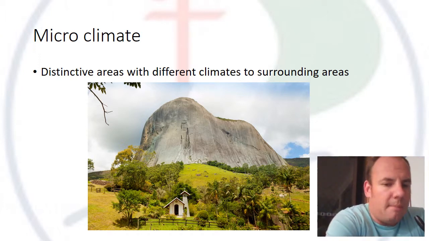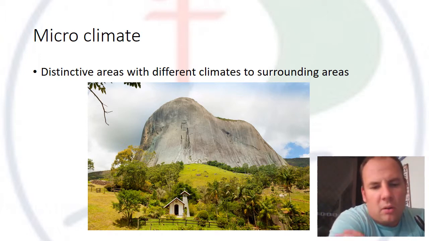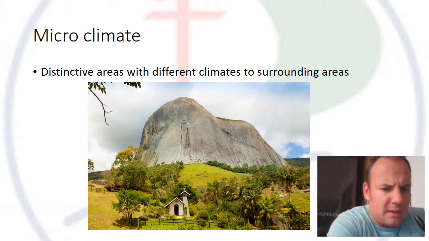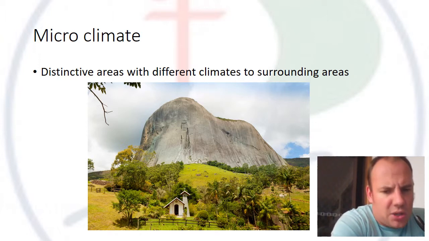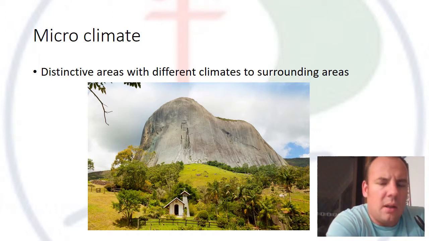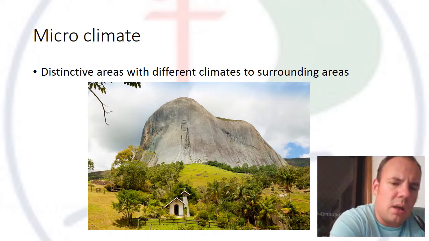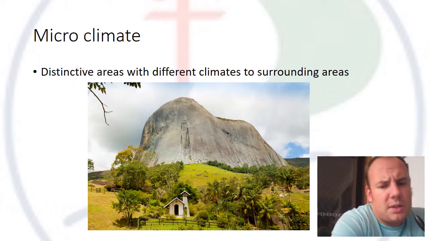Now, this is more like a localized climate than really a microclimate. You might want to say that to better understand. So if you look at this picture, we've got this big rock, and then underneath we've got this small building. At certain parts of the day, because of the shadow created by the rock, it will be slightly cooler than the surrounding areas because of the direct sunlight. So that's one way in which we can have microclimates.